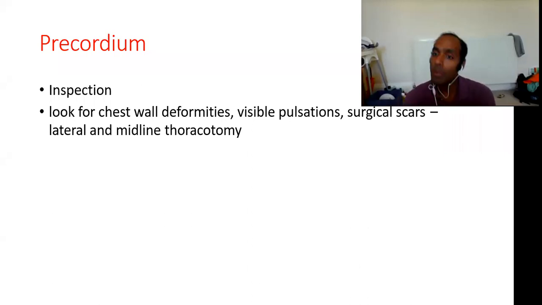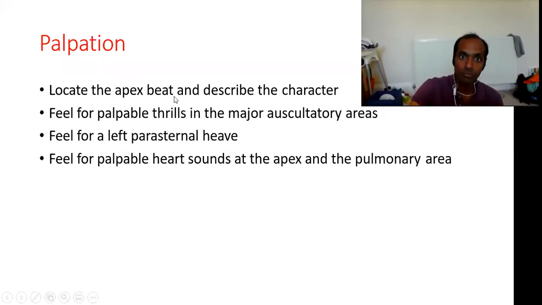Then we move on to the precordial examination. The precordial examination consists of 3 steps: inspection, palpation, and auscultation. Again, you know all of this. Inspection, I have given you a list of things that you look for: chest wall deformities, visual pulsation, surgical scars, for example. Palpation: the important thing to do is first locate the apex beat and describe the character.